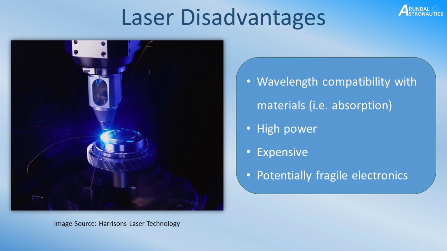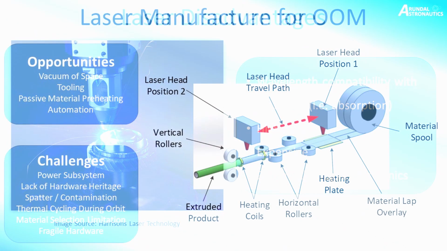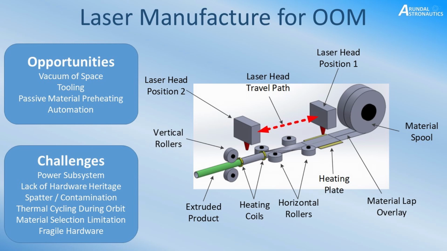So far in this lecture, we've talked about laser theory, we've talked about the cutting and the welding processes, and some advantages and disadvantages of lasers. Now we're going to put that all together and talk about how it can apply to on-orbit manufacture. Here we can see a diagram of an example concept with laser welding being the manufacturing method. If you are interested in seeing how this concept comes together in the first place, then please check out the first video in this lecture series, Introduction to On-Orbit Manufacture.